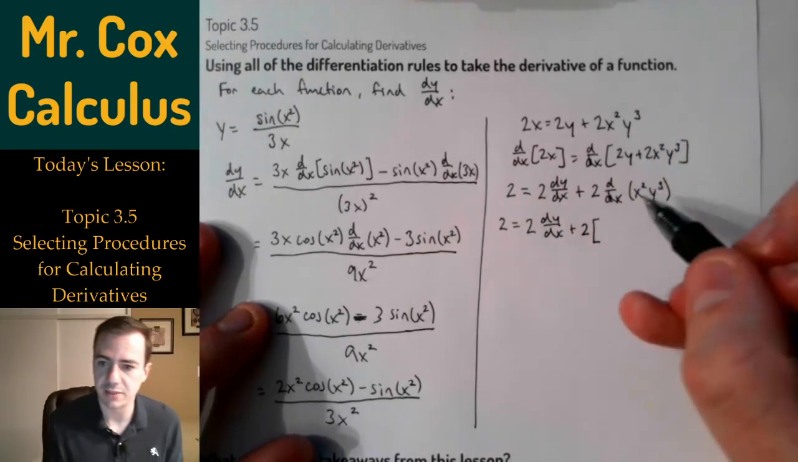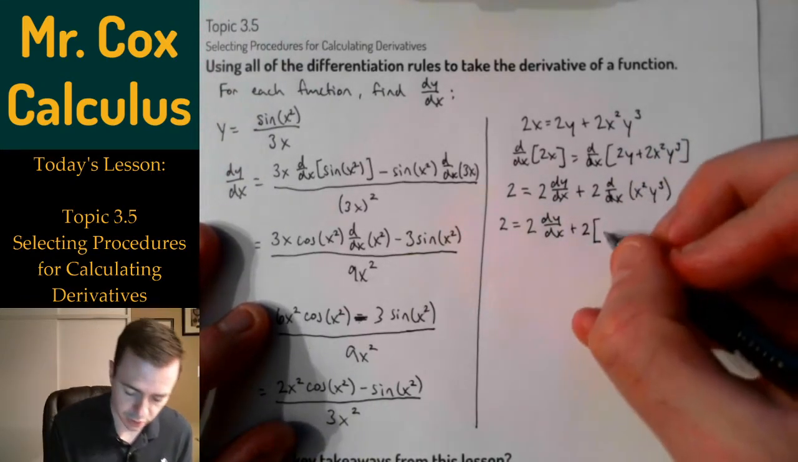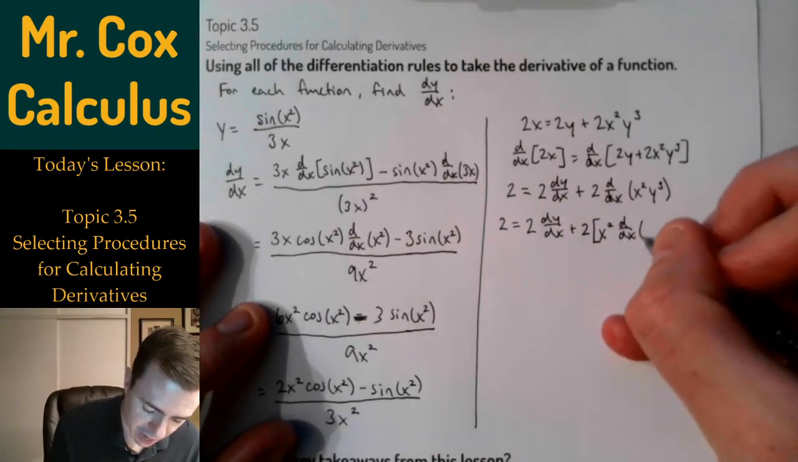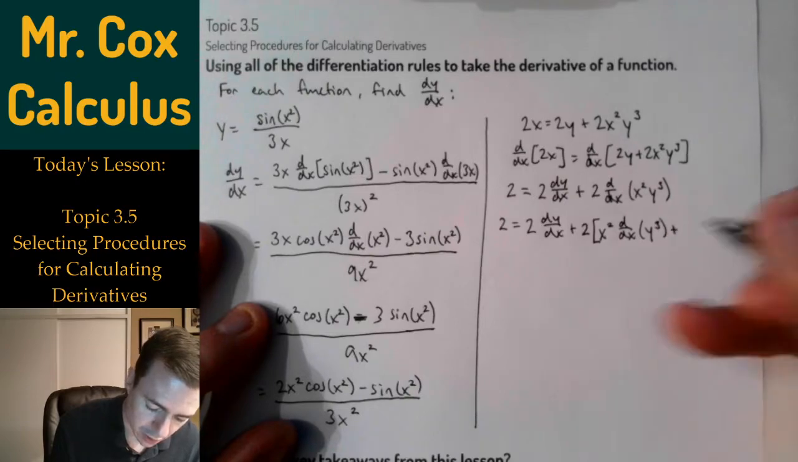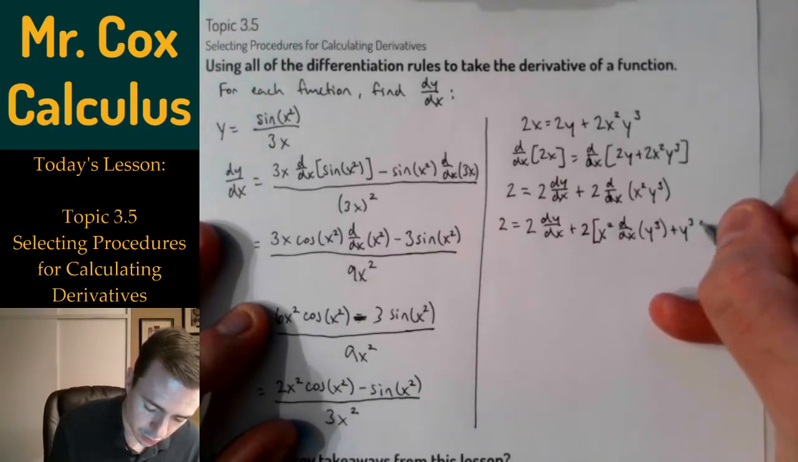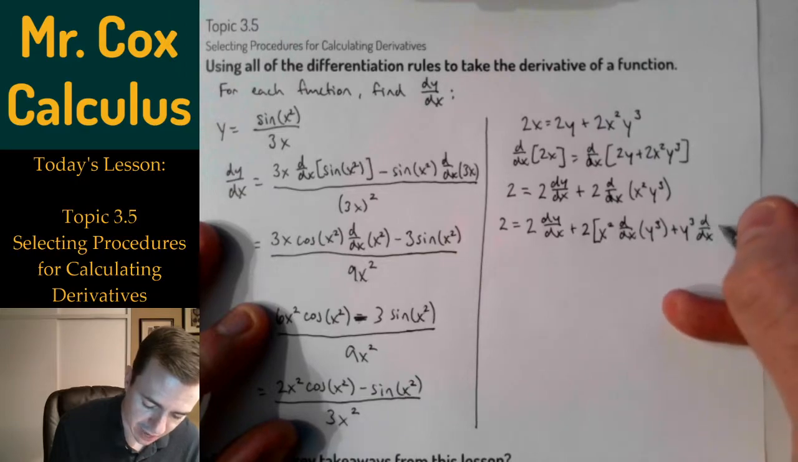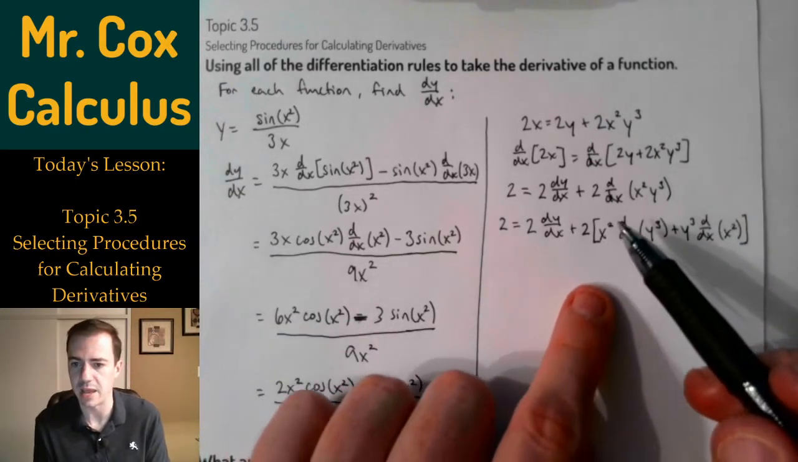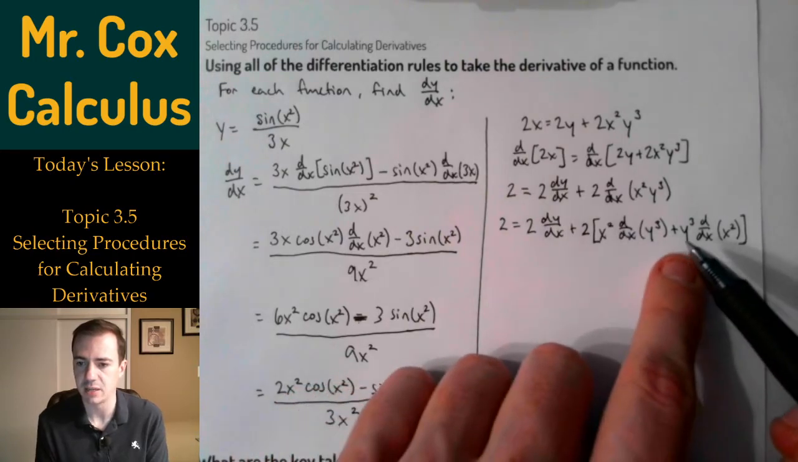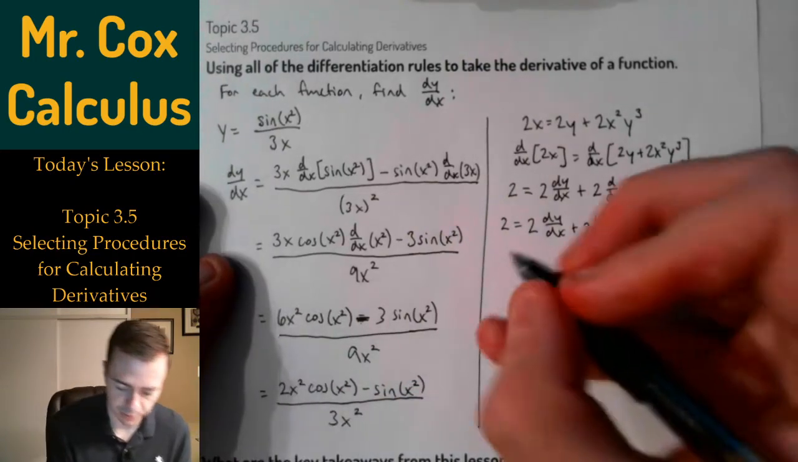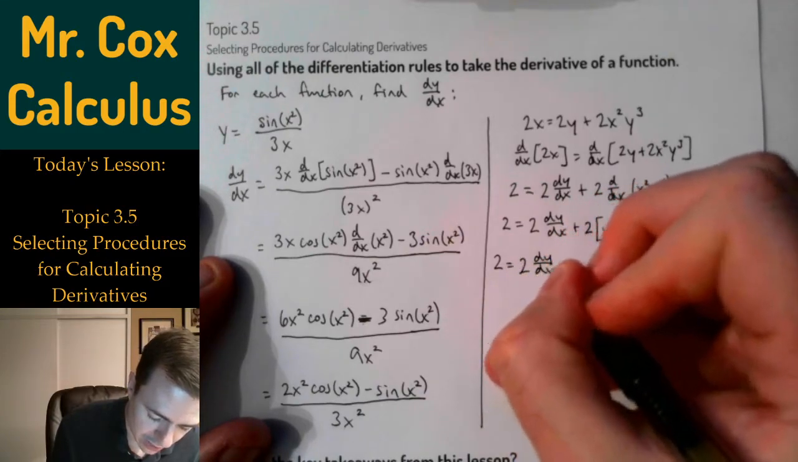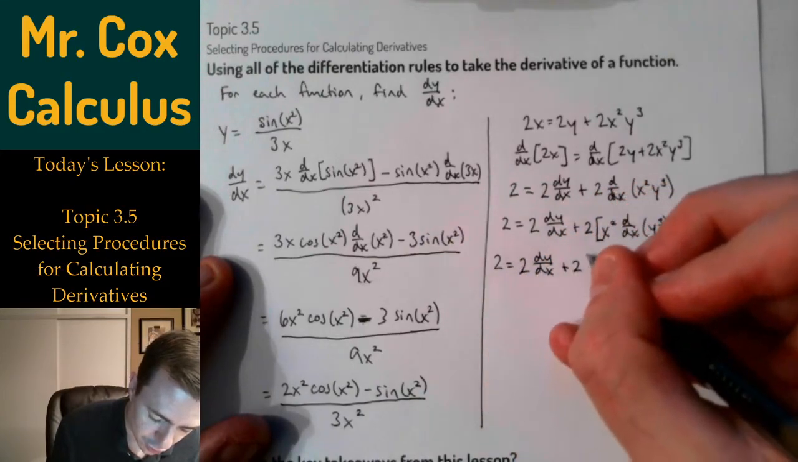All right, if I want to take the derivative of a product, it's the first, x squared, times the derivative with respect to x of y cubed, plus y cubed times the derivative with respect to x of x squared. So there's my product rule laid out. First times the derivative of the second plus second times the derivative of the first. So I have 2 equals 2 dy dx plus 2.